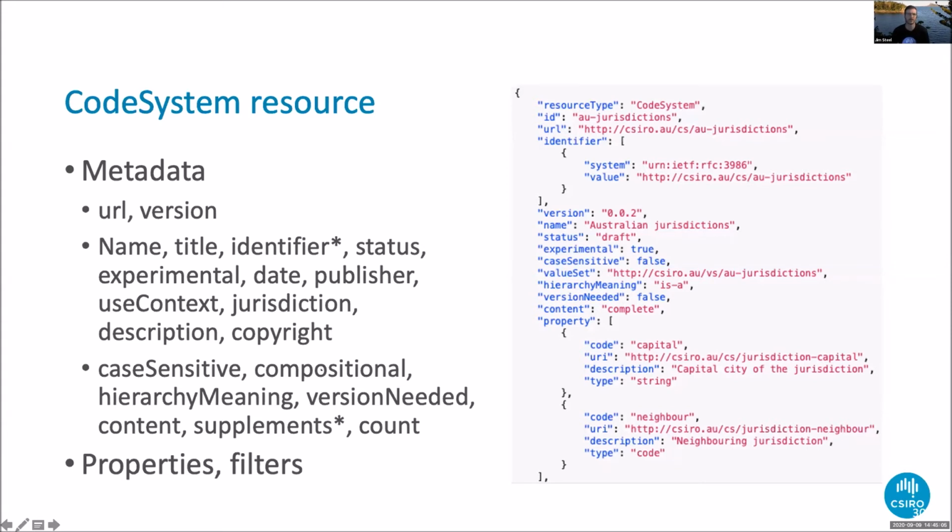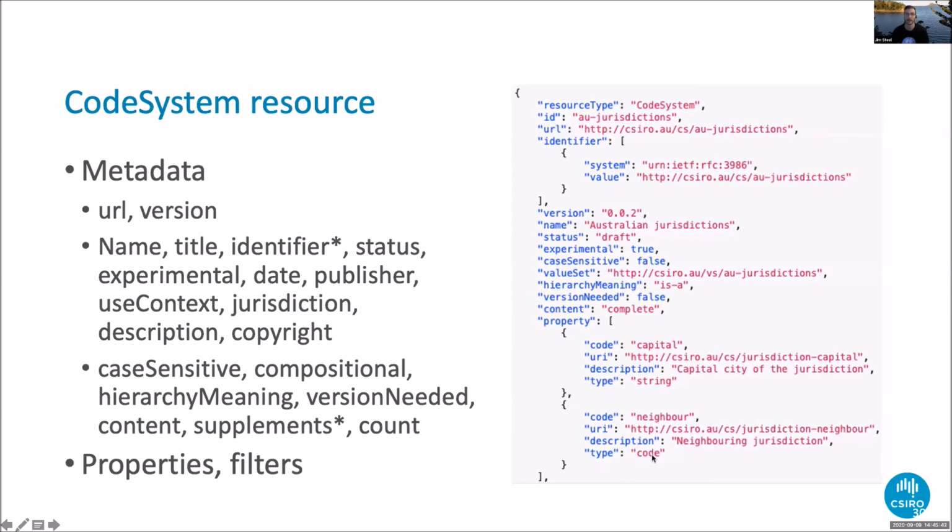There are a few elements that can change how that code system behaves, such as whether it's case sensitive or not. And then you can define properties and filters that can be used on this code system. For example, over here on the right, I've got the start of a code system for Australian states that I've done, just as an example. And I'm saying down the bottom here that there are two properties that you might see on each concept that exists in this code system. There's a capital property that could be populated, that's a string. There's a neighbor property that could be populated, and that's a code.